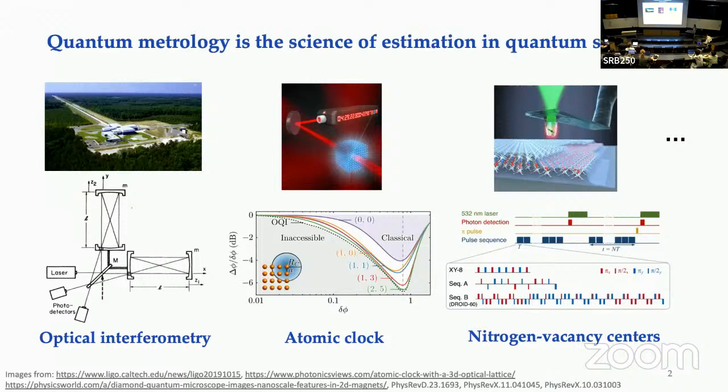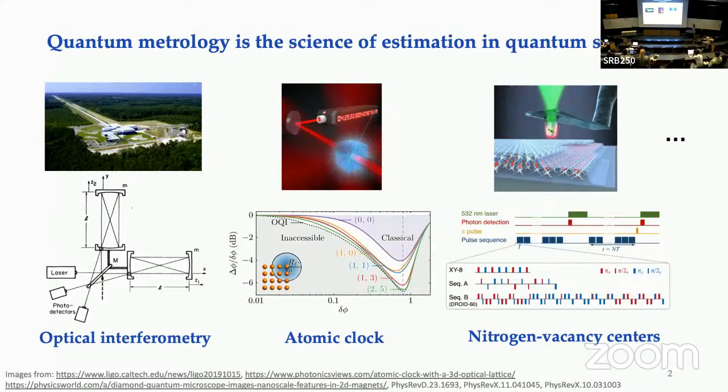The first one is optical interferometry. You have an unknown parameter in your quantum system, which is the difference between two optical paths, and you try to use interferometry to estimate the phase difference between the two optical paths. This is a question in quantum metrology. The second example is the atomic clock, where the unknown parameter is the laser frequency, and you try to use a bunch of qubits or atoms to sense how large the laser frequency is, which is an application in atomic clocks.